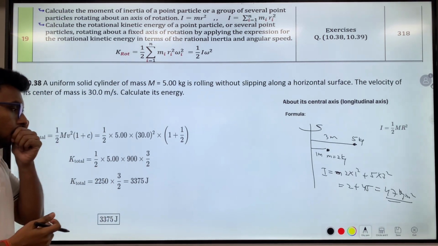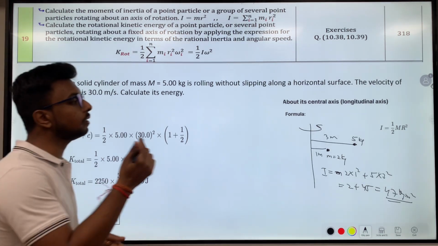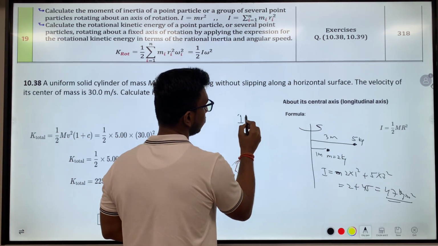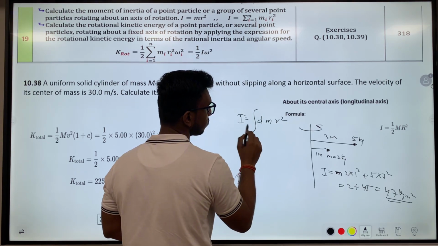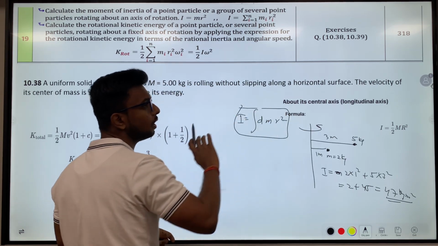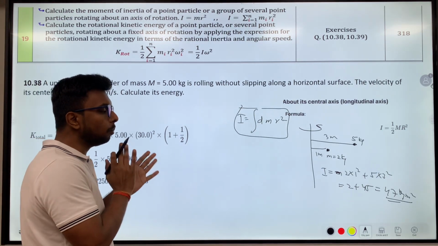Now, when it is a continuous body, then it gets into integration. So if it's a continuous body, it goes as integral of dm r square. Then you have to solve it and all that, but you don't have to remember all that. You have to remember some moments of inertia.